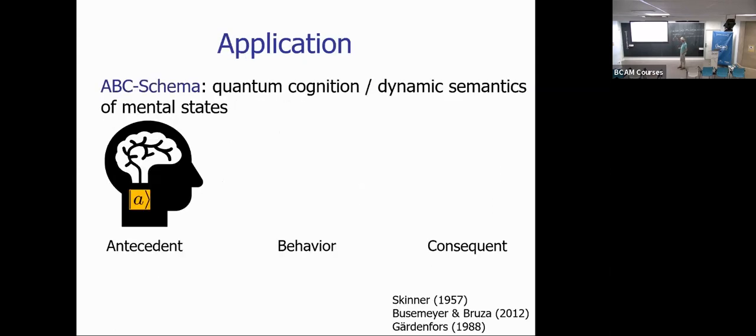And for that also, we found an interesting application in the context of our own research. But essentially, that goes back to ideas of Skinner quite several decades ago. Skinner was talking about what he called the ABC schema. And we have realized then that this could be related to these ideas about quantum cognition. And in particular, there is research we call dynamic semantics of mental states. This is essentially the work by Peter Gärdenfors. So what does this mean?